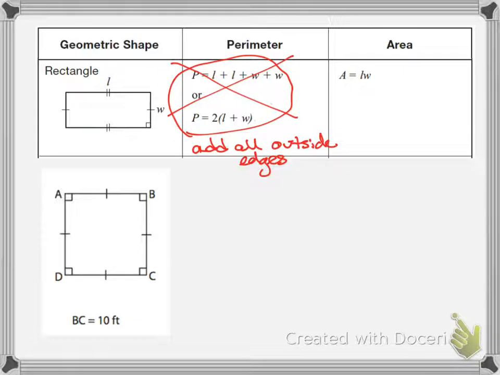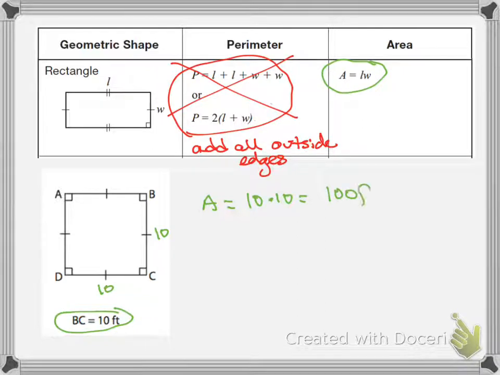So for the example that's here, we're going to use the area formula here, length times width. Now we happen to have a square, which is a rectangle. So for any rectangle, you can use these formulas that are here, including squares. So if it says BC is 10 feet, that means this is 10. And this is also 10 because it's a square. So my area is going to be 10 times 10, which is 100. Don't forget your units, feet squared.